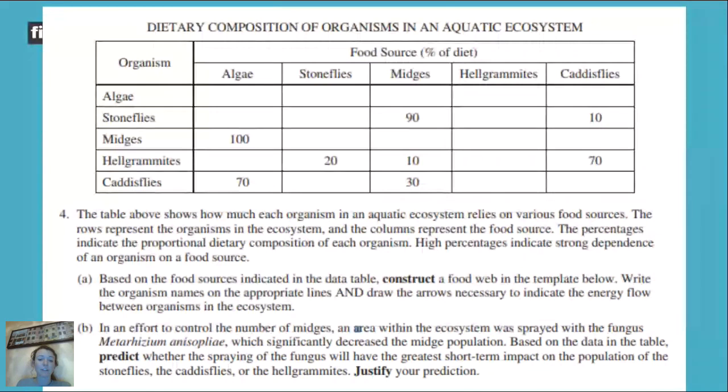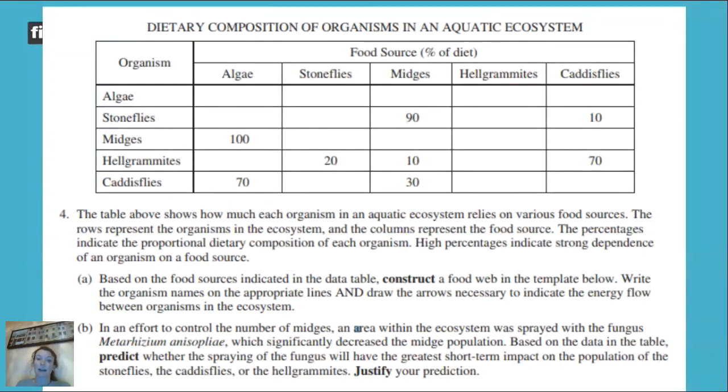Then part B, in an effort to control the number of midges, an area within the ecosystem was sprayed with fungus, which significantly decreased the midge population. Based on the data in the table, predict whether the spraying of the fungus will have the greatest short-term impact on the population of the stoneflies, caddisflies, or hellgrammites. I don't know if that's how you say any of those, so I just guess every time. And justify your prediction. So we get a point for our prediction.